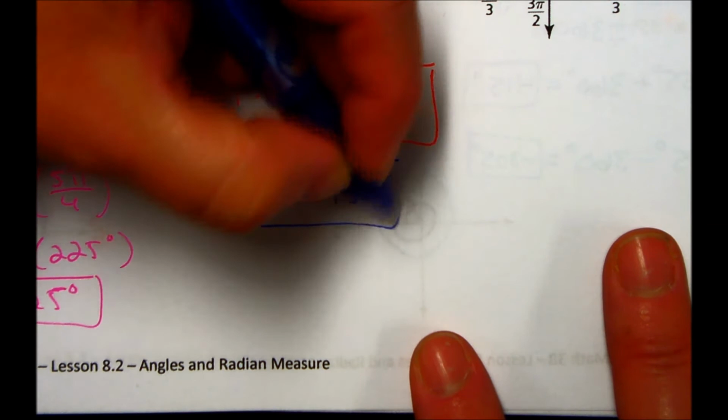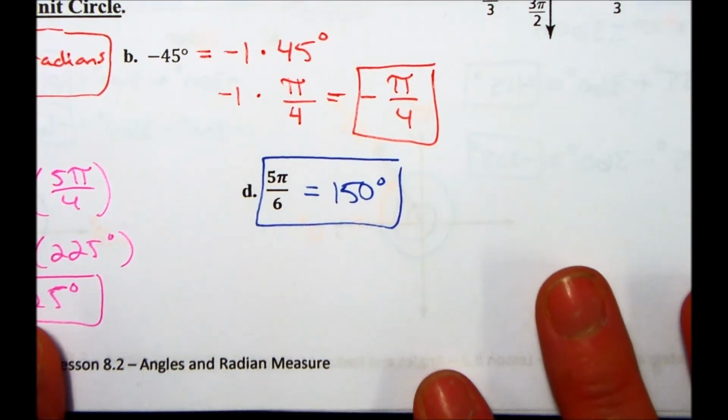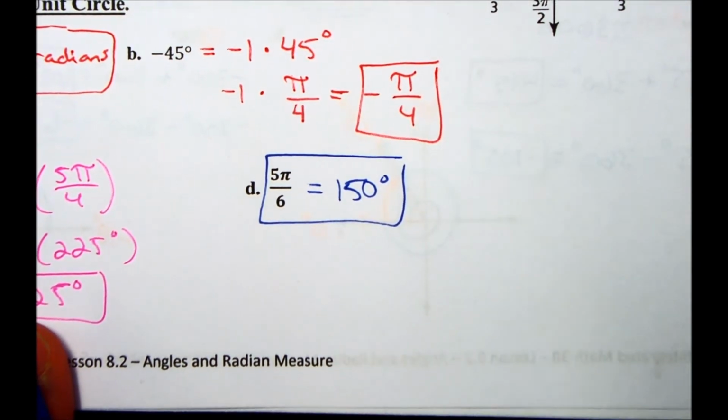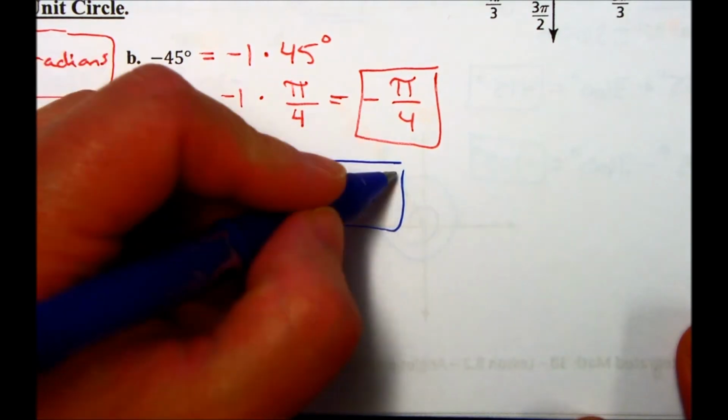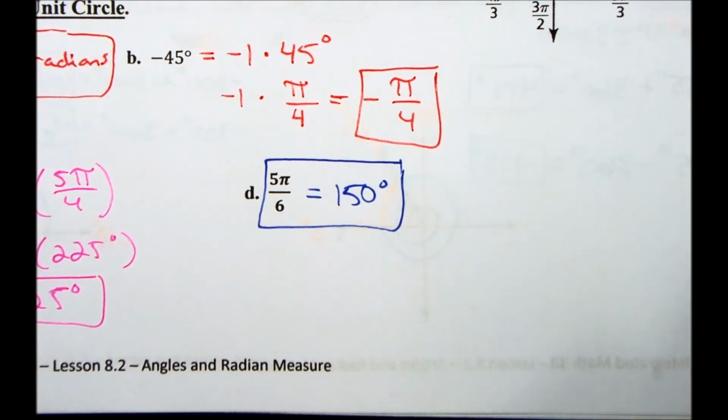So that's how you use the unit circle to find measurements of special angles if you are given the unit circle, which you will be given the unit circle. You do not have to memorize it at this point in time. You will, though, probably have to memorize it for pre-calculus or trigonometry.